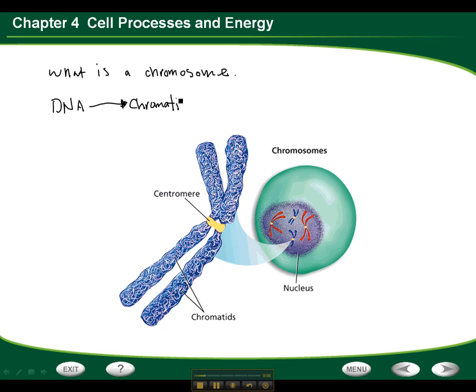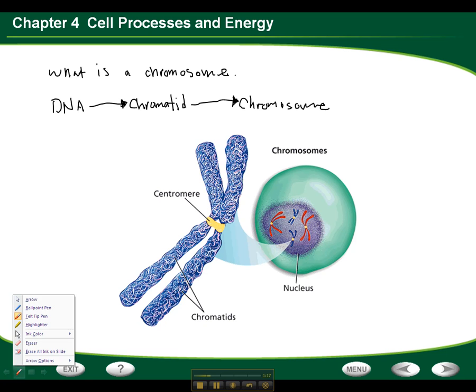Chromatid. Okay? And then the chromatid will duplicate in the process of meiosis, or some other cell process, and that will become a chromosome. Chromosome. Okay? If you take a look here, all this little stringy stuff inside that chromosome, all this little wiry stuff, that's all DNA. That's all wound up inside of each one of these.